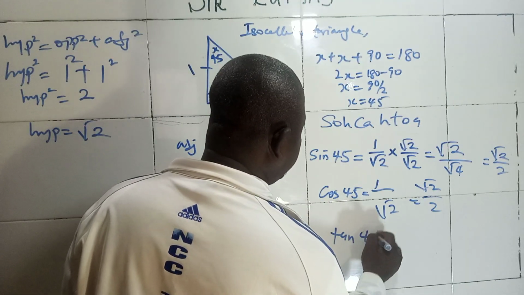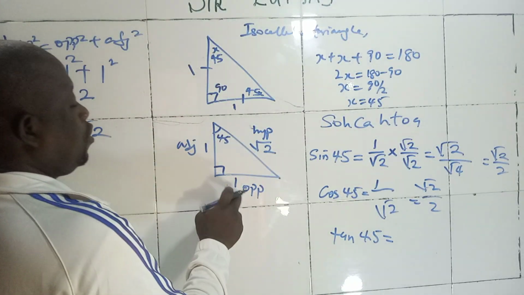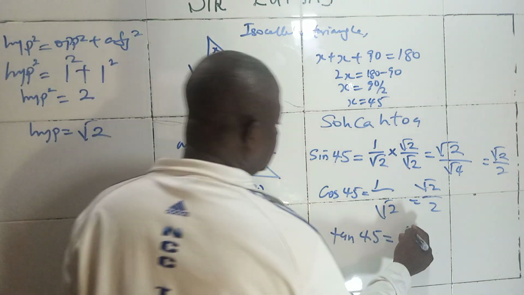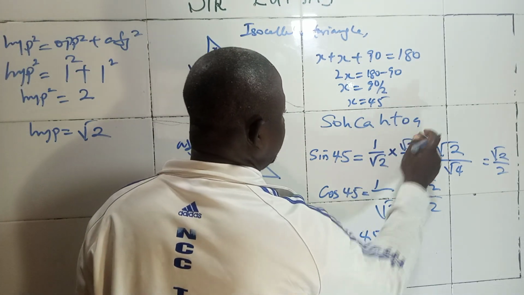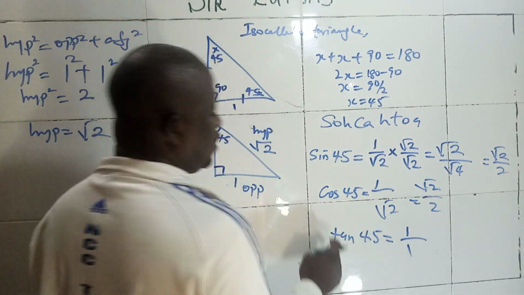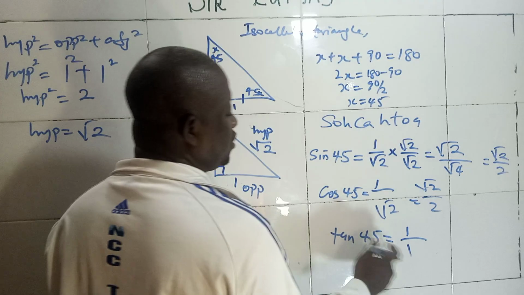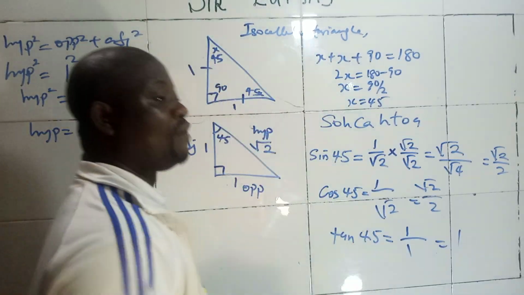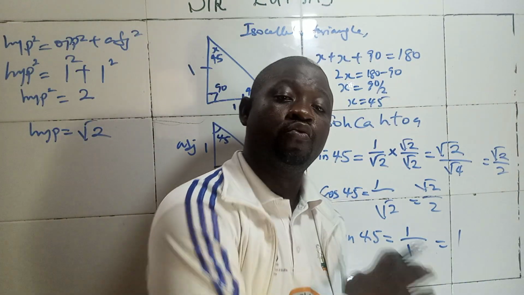Now tan 45. Tan 45 is equal to opposite, which is 1, all over adjacent, which is 1. So tan 45 is 1 over 1, which is 1. So tan 45 is equal to 1.